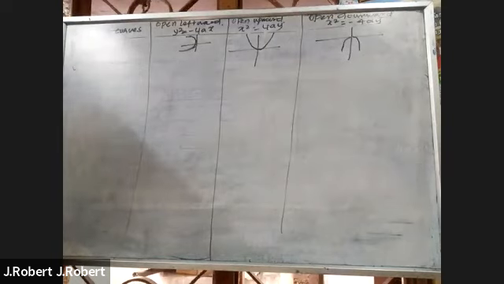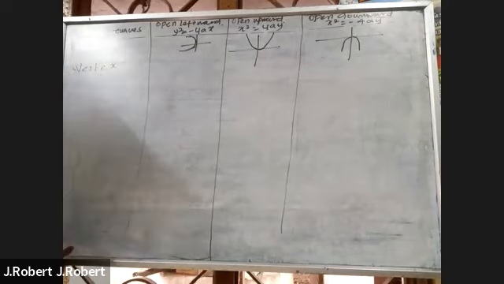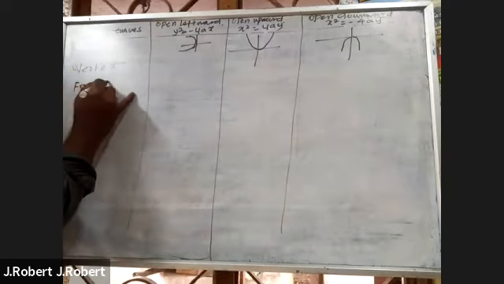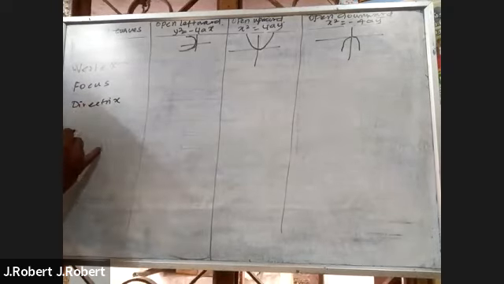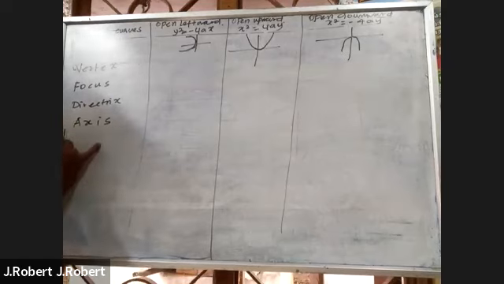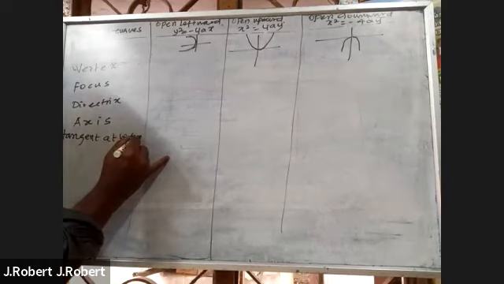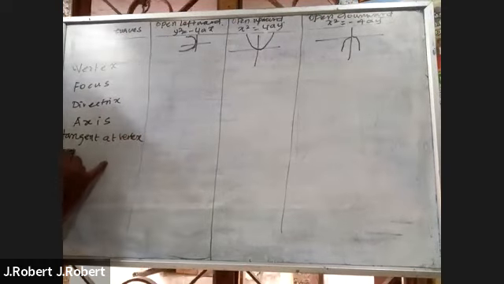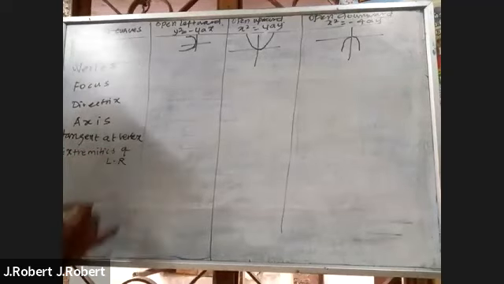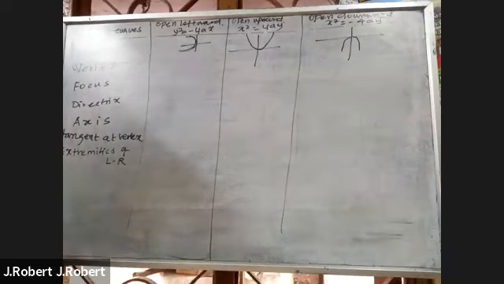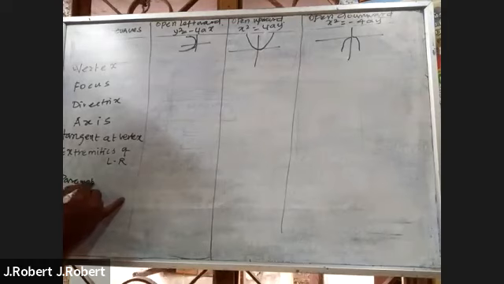Now let us take down the properties for each one. First one is vertex. Second is focus. Directrix. Axis, tangent at vertex, extremities of latus rectum, parametric form.